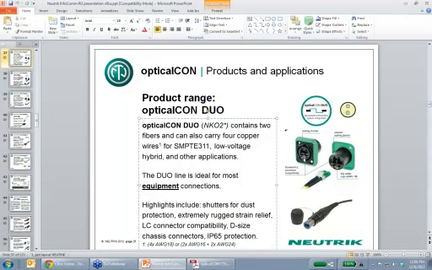Let's talk about opticalCON. opticalCON always has shutters. There are shutters right in here which are protecting the fibers. So when you plug something in, those shutters will open up. But they're automatically closed all the time, which protects against someone looking into that fiber. But as importantly, it protects against dirt and dust floating in and touching those fibers and contaminating the fiber.